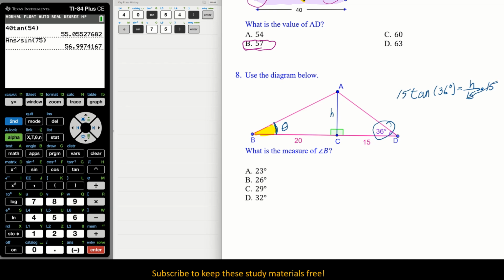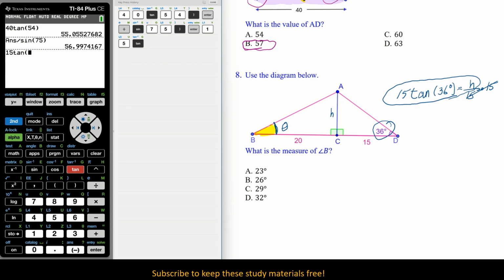this cancels out, and this is what we need to put in the calculator to get our h, okay? All right, 15 and then tangent 36. Let's see what happens. And that would be 10.